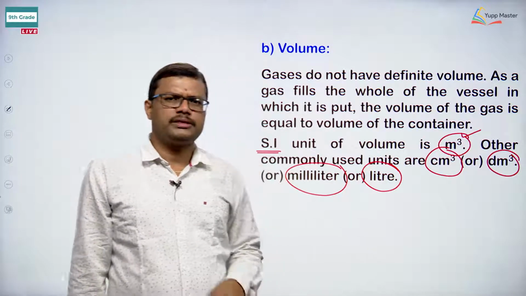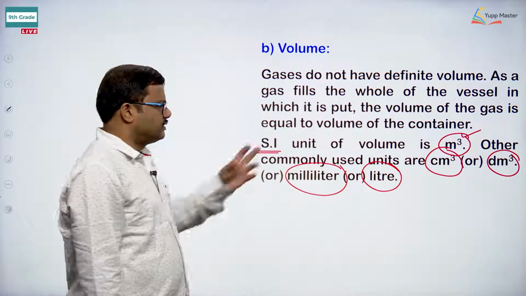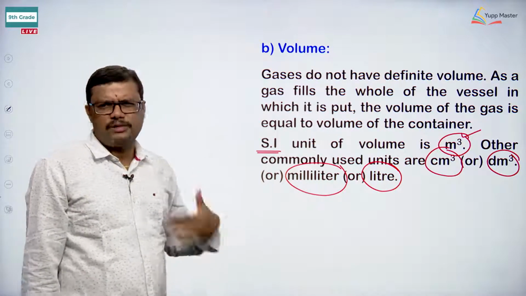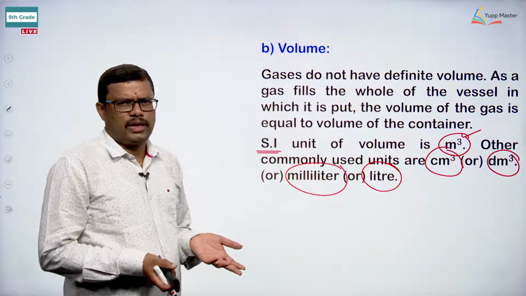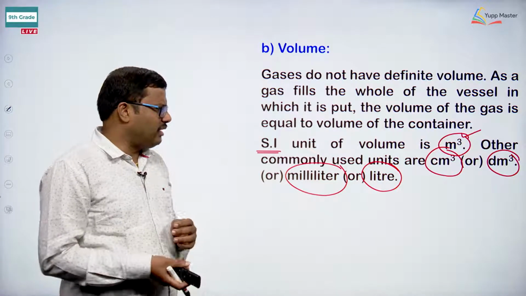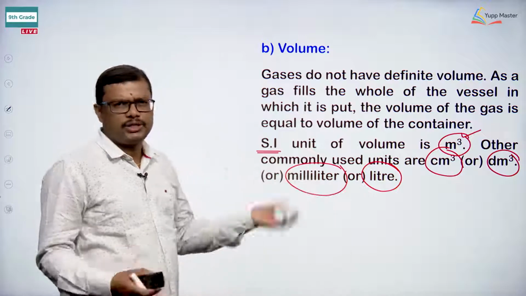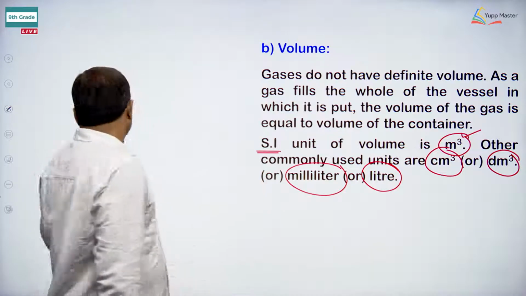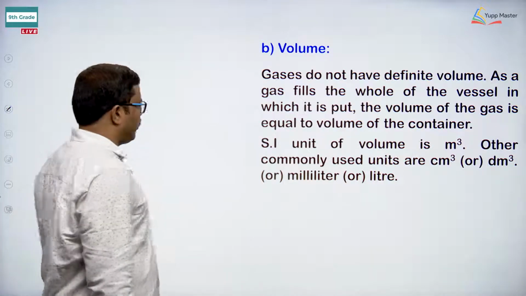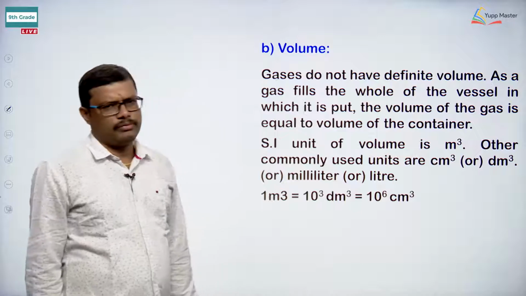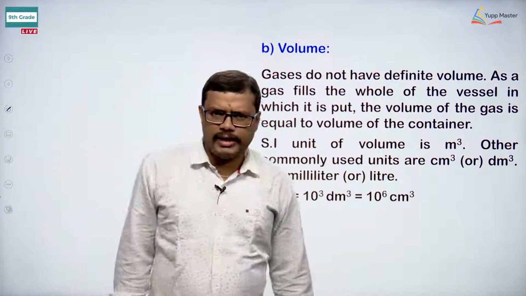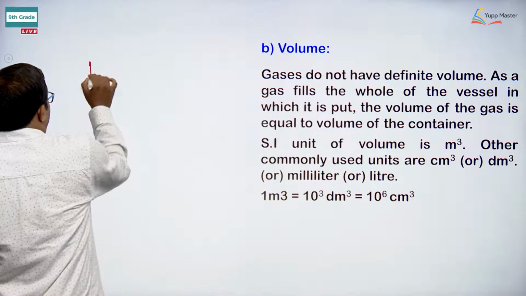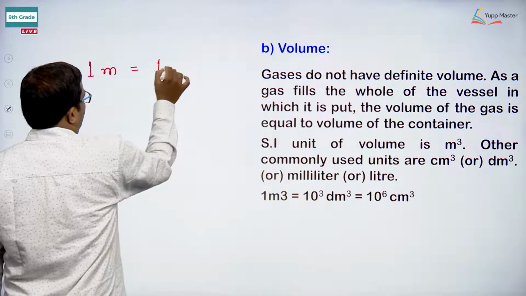So, meter cube is the SI unit, while centimeter cube, decimeter cube, milliliters and liters are the general terms we use for convenience, because liters and milliliters are easy to handle, but strictly speaking the SI unit is meter cube. So, what could be the relation between these units? How can we correlate meter, millimeter, decimeter, centimeter, etc.? We know that 1 meter will be equal to how many centimeters?